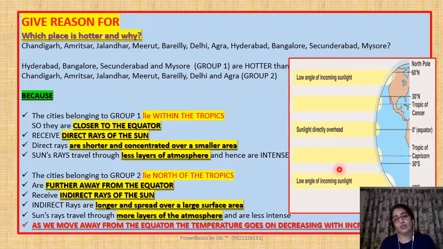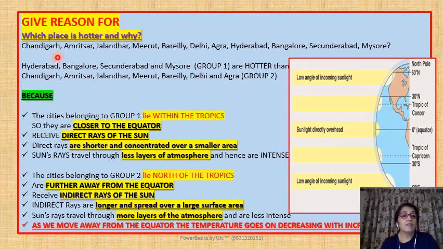Now give reasons for. This is where you have to apply your latitude fundas. I've put this give reason for here because the latitude answer applies to it. Which place is hotter and why? Chandigarh, Amritsar, Jalandhar, Meerut, Bareilly, Delhi, Agra, Hyderabad, Bangalore, Secunderabad, Mysore, which is hotter?